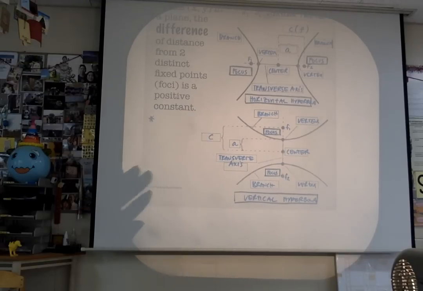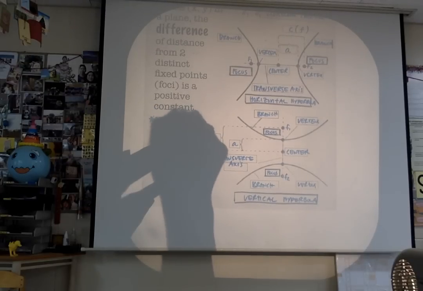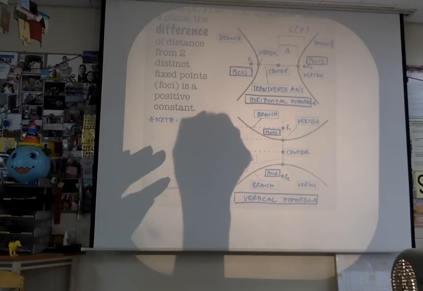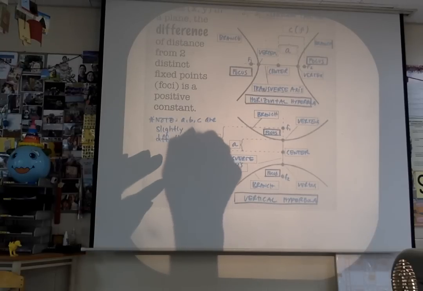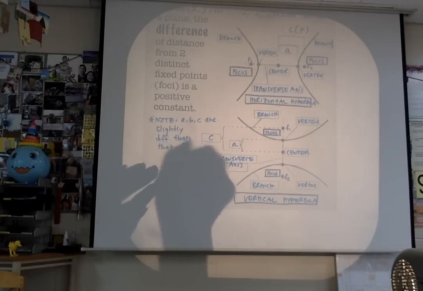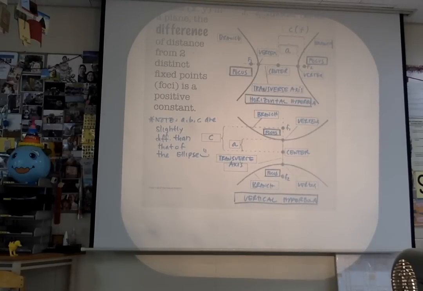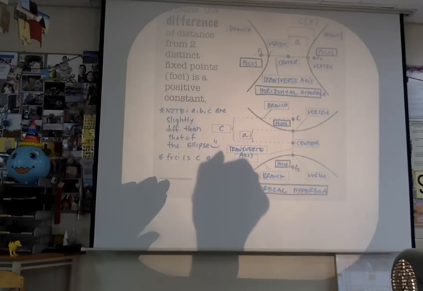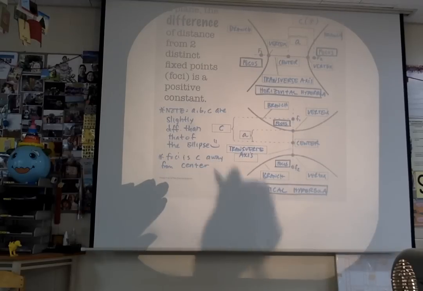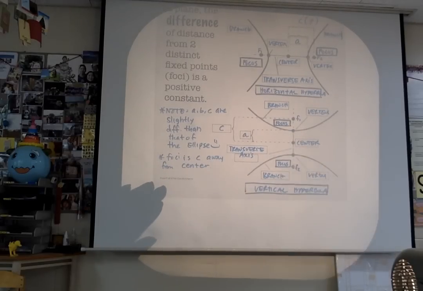Now, I'm going to give you a few notes to write down, okay? Note: A, B, C are slightly different than that of the ellipse. Okay? You'll see why later, okay? Now, foci is C away from the center. Okay, we know that, okay? And we got the vertex, okay?